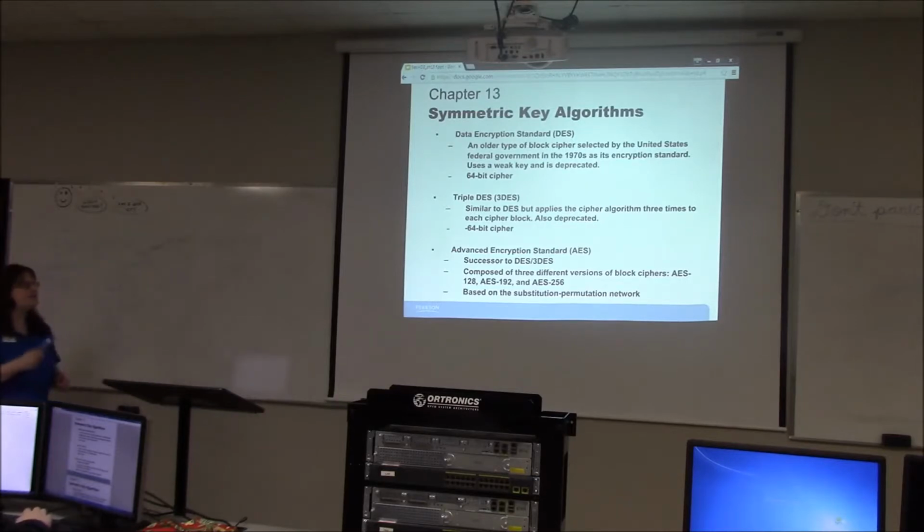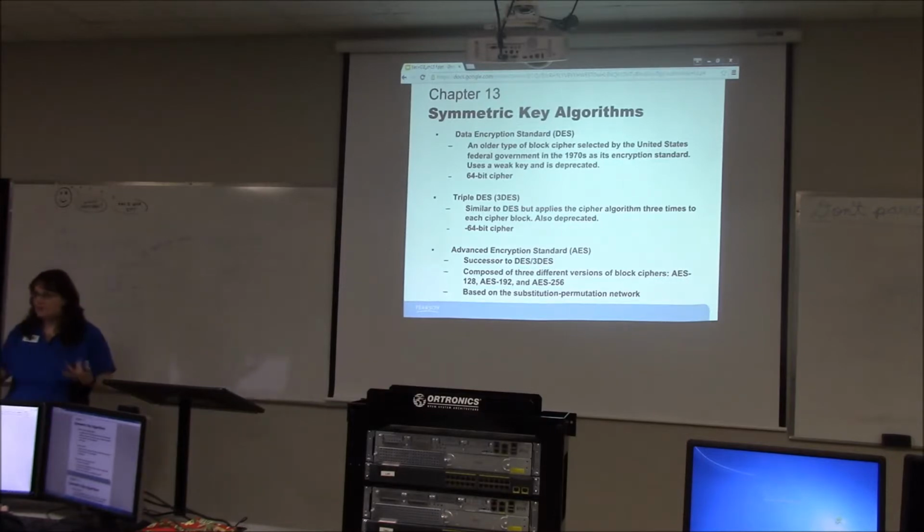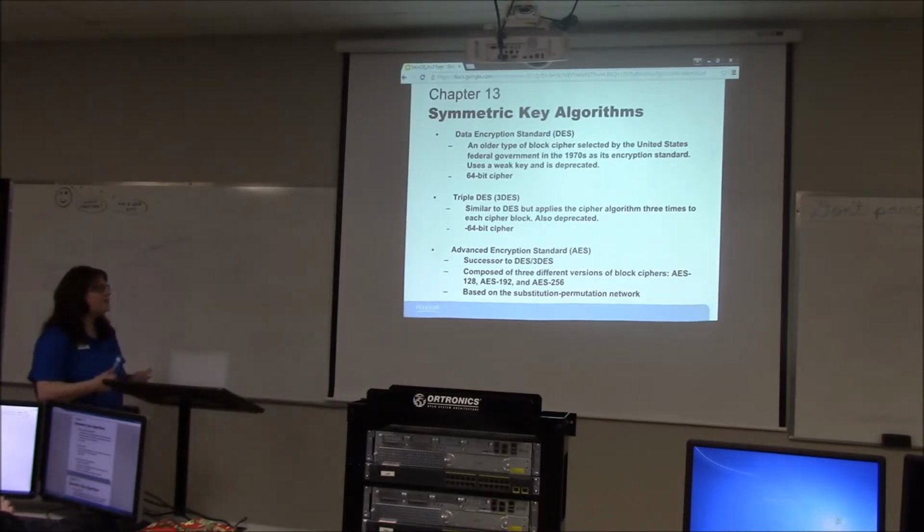Triple DES is the same as DES, except it does 3 different ciphers. It'll do one DES cipher and have something be encrypted, and then do it again, and then do it again. So you end up with a little bit more complex of a cipher, but it's not in use anymore. Both of those are deprecated.